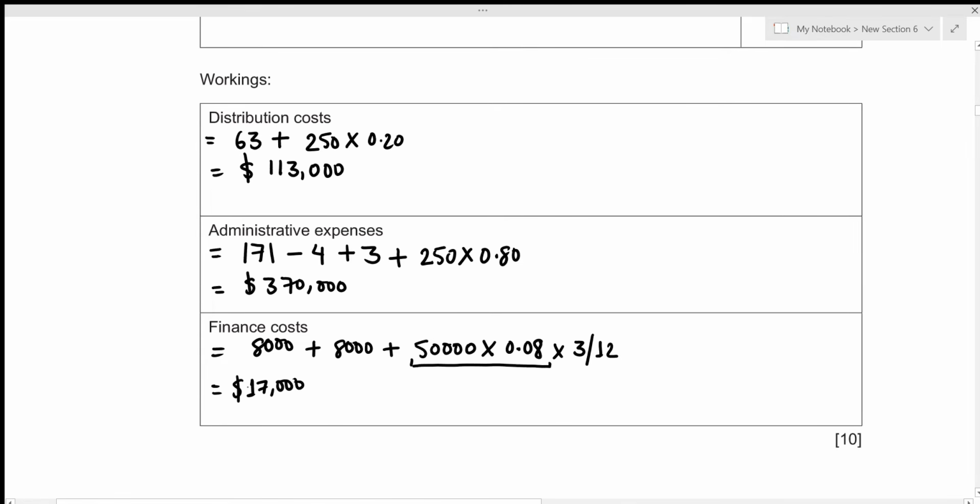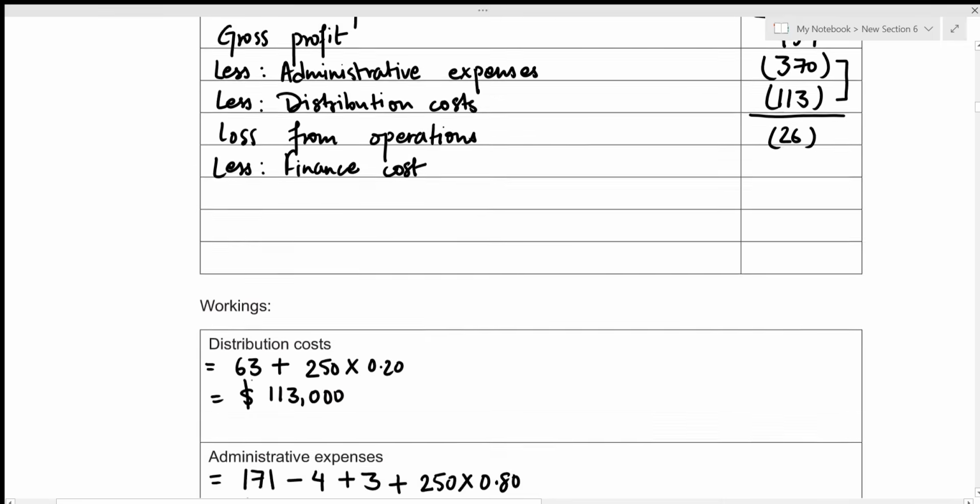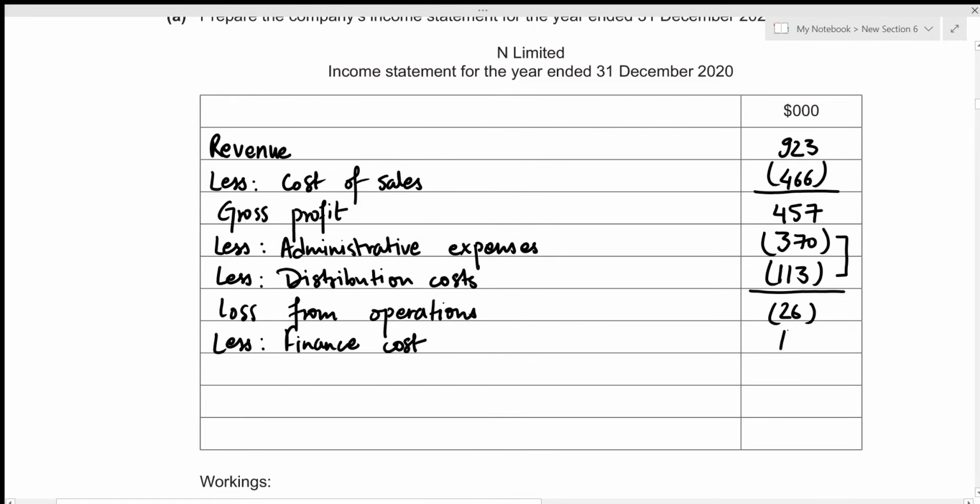So we can just substitute this value in the income statement. Now, since we have loss from operations and we again have to subtract finance costs, it is very clear that we have to bear a loss for the year. We can just write that down. So the loss is going to be minus 26 minus 17, which results in a loss of 43,000. This completes the income statement and the first part of the question.